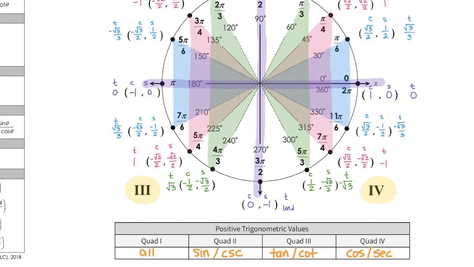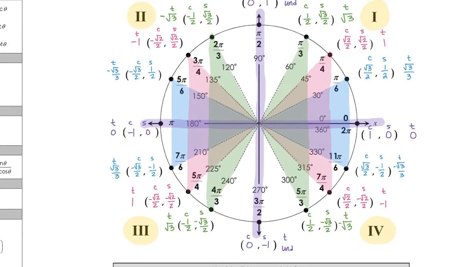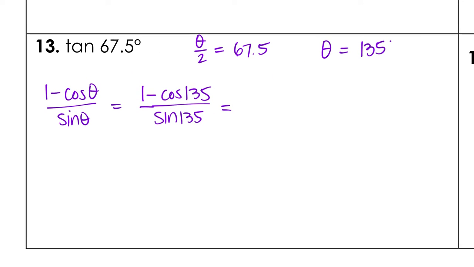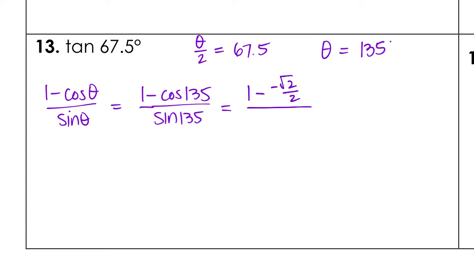So here's 135. Sorry, let's move that. Cosine is negative square root of 2 over 2, and sine is positive square root of 2 over 2. So we have 1 minus negative square root of 2 over 2 over positive square root of 2 over 2. So the most obvious thing that we need to change is that minus negative. That's going to turn to a plus sign.